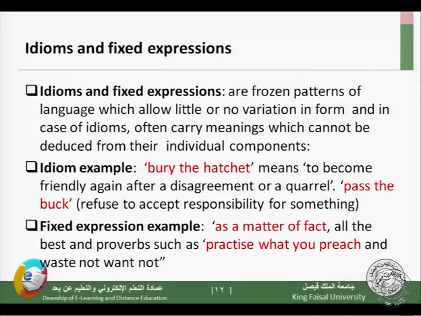It is a pattern of a language. Now, another type, which is not an idiom, but it's similar, fixed expressions. It consists of more than one word. This is what matters to a translator, or it matters to us here. It is more than one word. Fixed expressions like as a matter of fact, all the best, and proverbs such as practice what you preach and waste not, want not. These are expressions, you know. You need to learn them, you need to use them as they are.